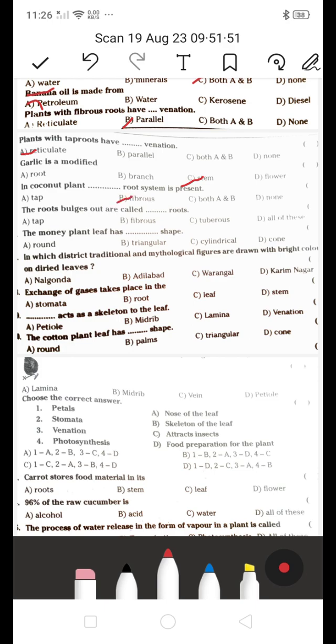Next, the roots that bulge out are called dash roots. Is it tap, fibrous, tuberous, or all the above? Its answer is C. Tuberous is the right answer.